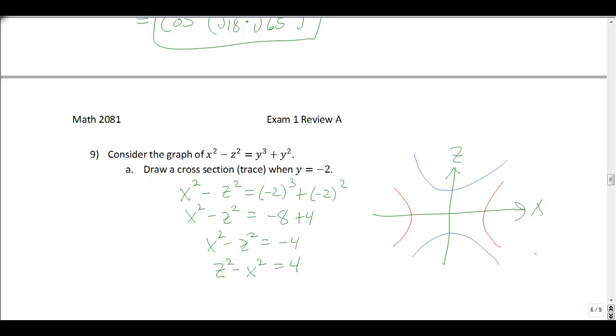To figure that out, if x is 0, here I get z squared equals 4. So if x is 0, z could be positive 2 or negative 2. So when x is 0, we could get a positive 2 or a negative 2. That's going to leave us the blue. Note the red does not have any points when x is 0. So the red is not the correct hyperbola. So it's the blue hyperbola here.